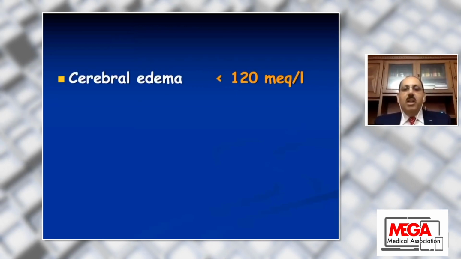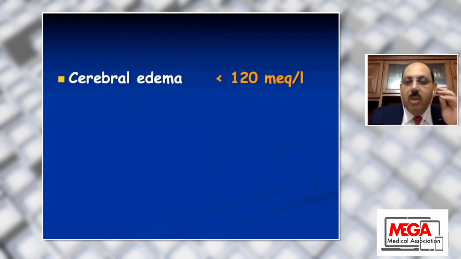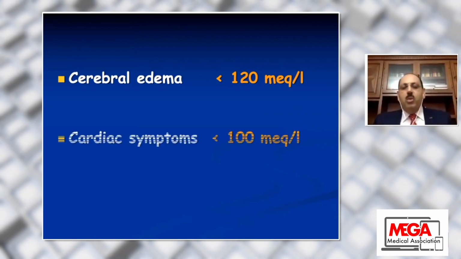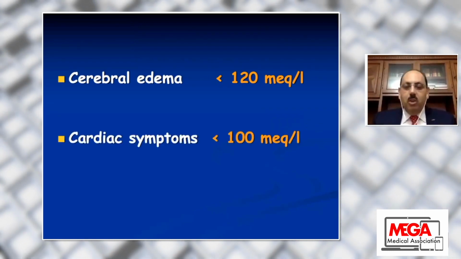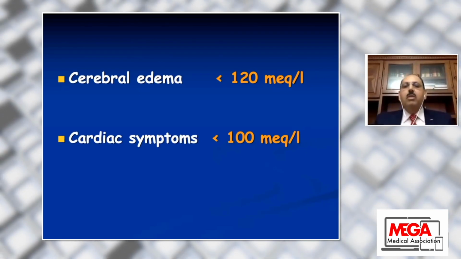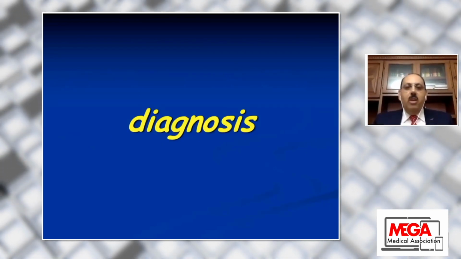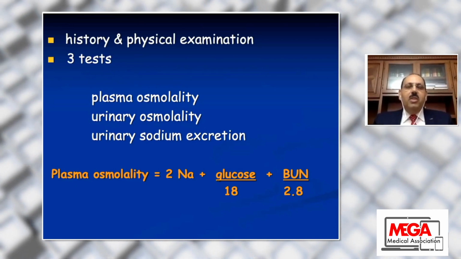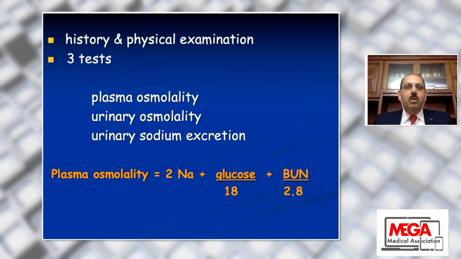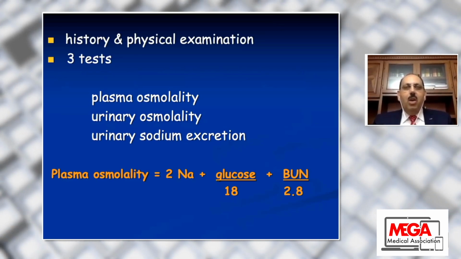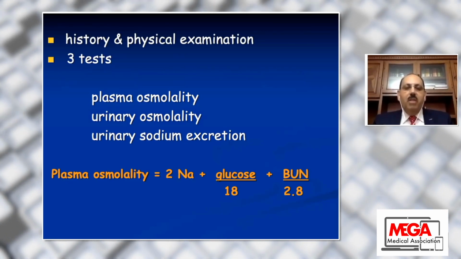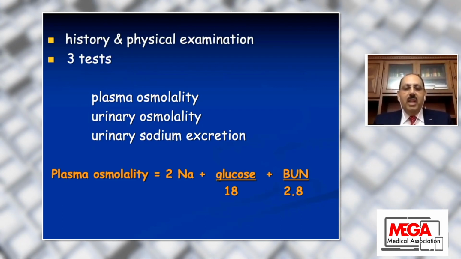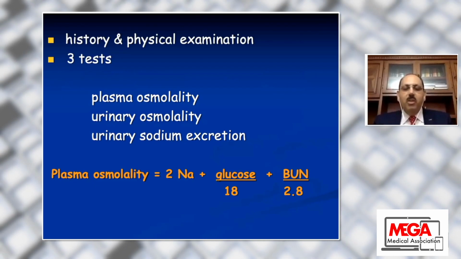Cerebral edema occurs if the sodium level is below 120 milliequivalent per liter, and cardiac symptoms may occur if the sodium level is below 100 milliequivalent per liter. To reach the diagnosis, by history and physical examination: history of losses through vomiting, diarrhea, fistula, or history of renal failure, history of endocrine disease, and also physical examination to assess the volume status of the patient.